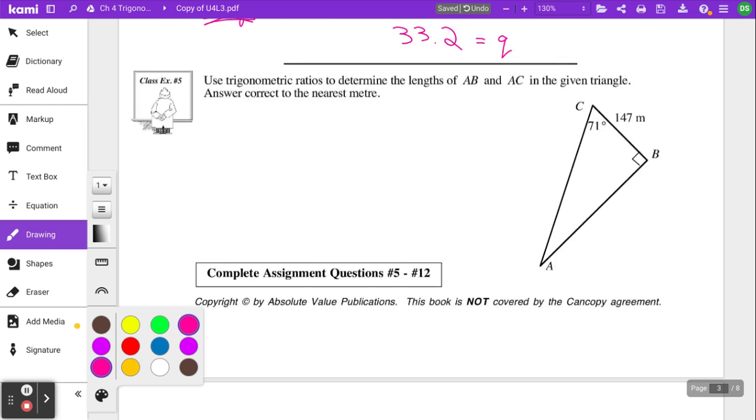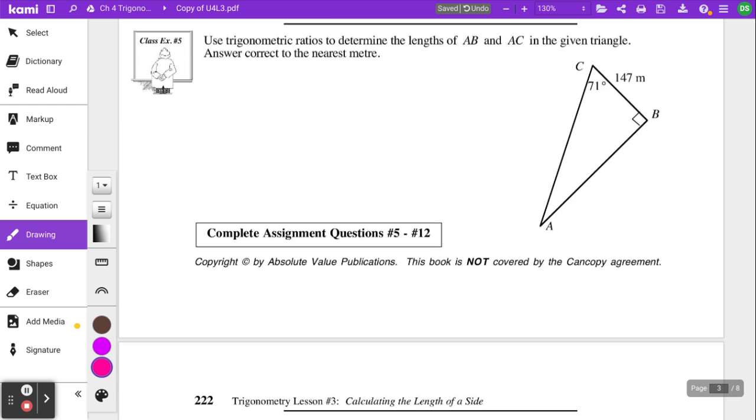Okay, let's do one more example and I'm done. Use trig ratios to determine the lengths of AB and AC in the given triangle. Let's do AB first. What side will we call this? What will we label it? We're going to label it C.